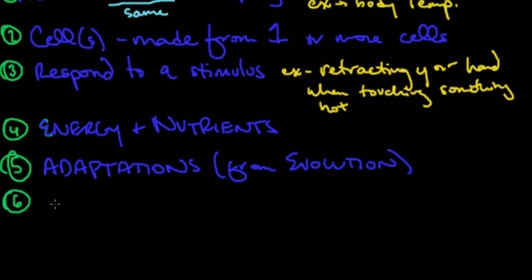Number 6 is grow and develop. So growing just means, and I want you to write this down, grow means to make more cells. Develop means to change. I'm going to write this down here.